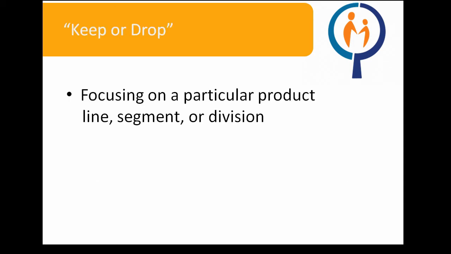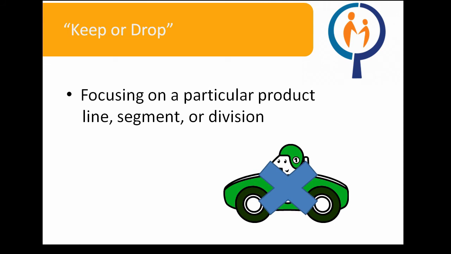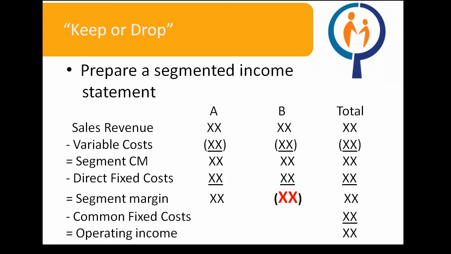Another relevant decision-making scenario we will be discussing today is the keep or drop scenario. In this scenario, we are asked to focus on a particular product line, segment, or division and determine whether to keep the segment or drop and eliminate it. For keep or drop questions, you want to either look for or prepare a segmented income statement. As a review, this requires you to conduct the following analysis for each product line, service, or segment. Sales revenue minus variable costs equals segment contribution margin minus direct fixed costs equals segment margin.